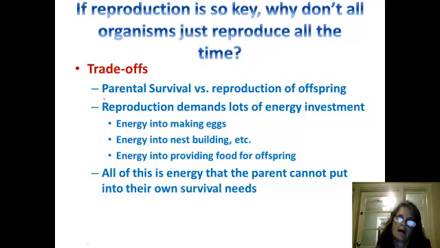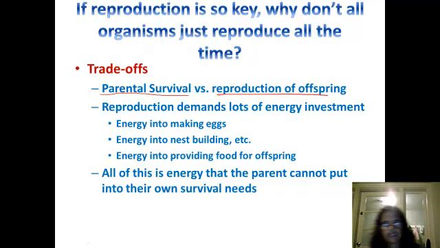One trade-off is parental survival versus reproduction of offspring. The more babies you have, the more resources it takes from the parents, the less likely the parents are to survive to have more offspring. The fewer babies you have, the better the parents survive, however, perhaps the offspring aren't getting as much as they need so that they can survive.